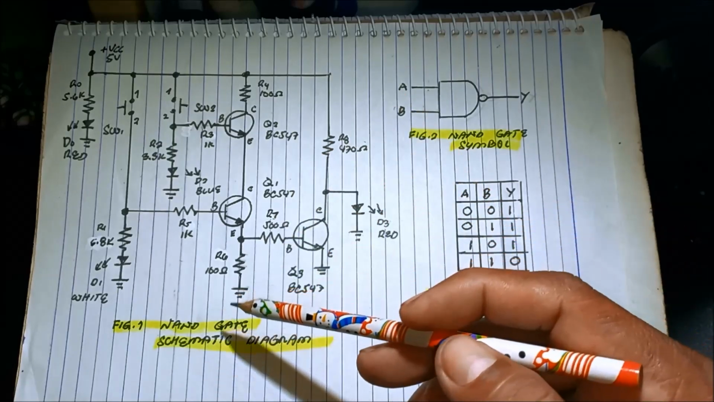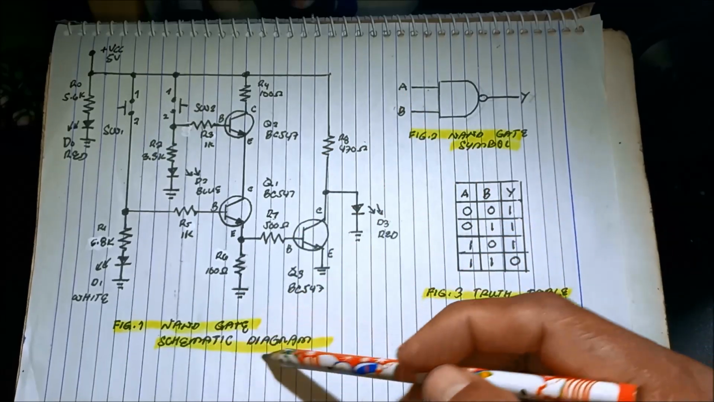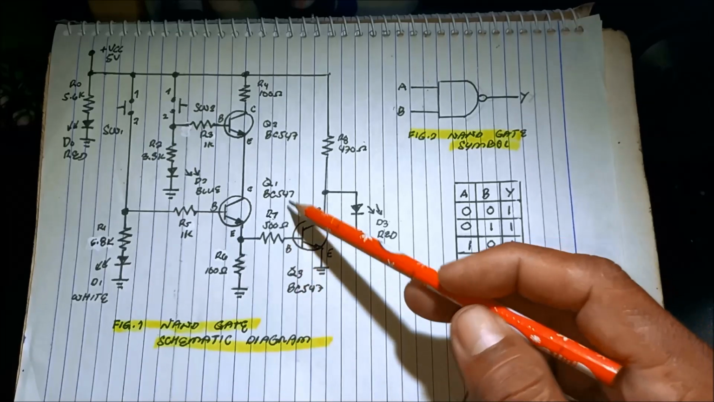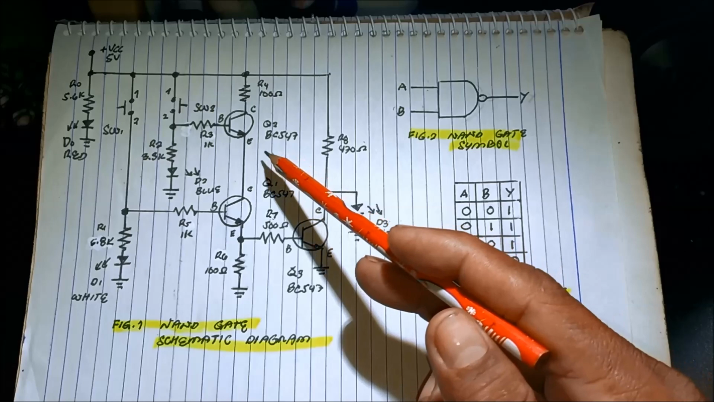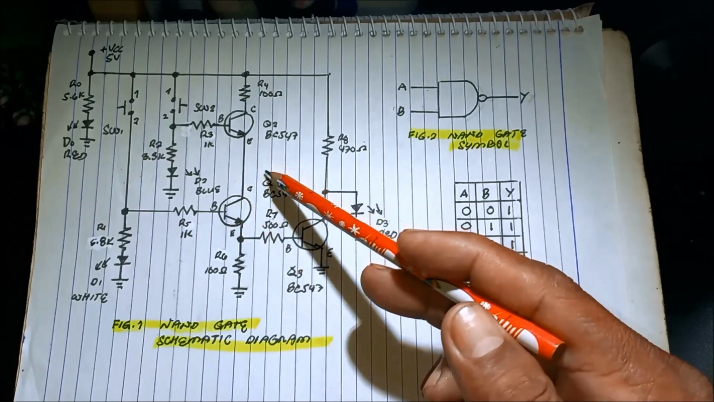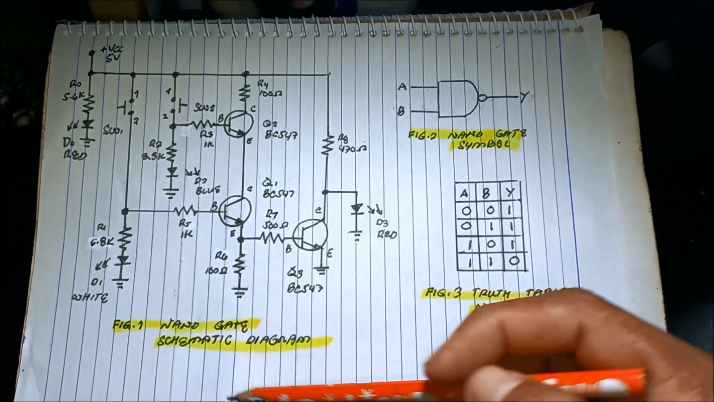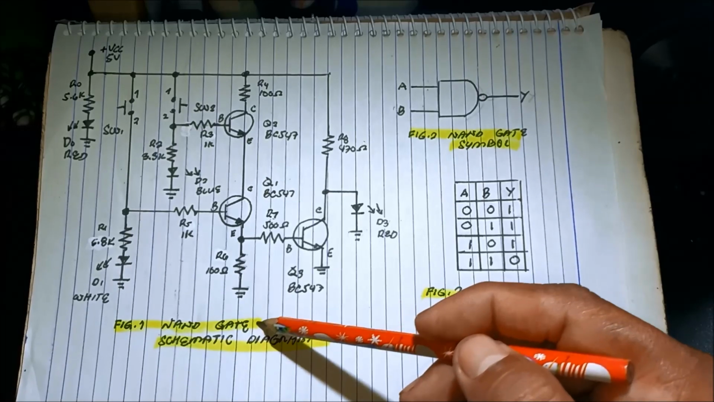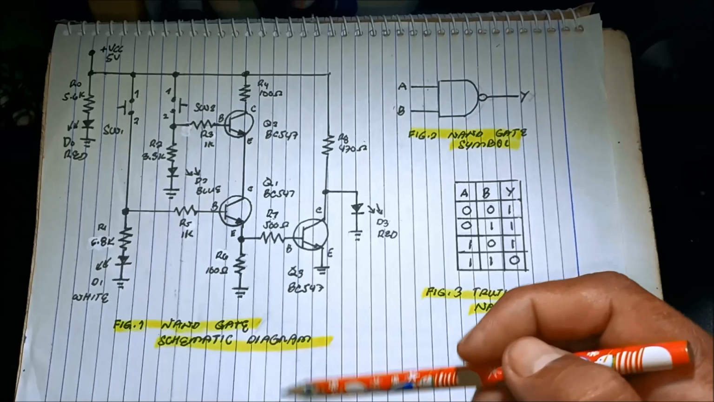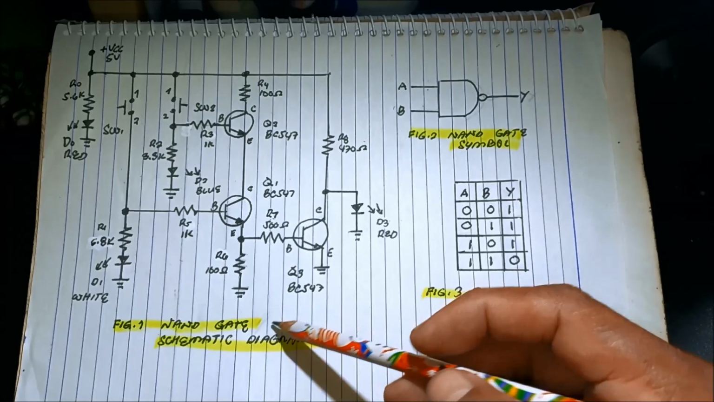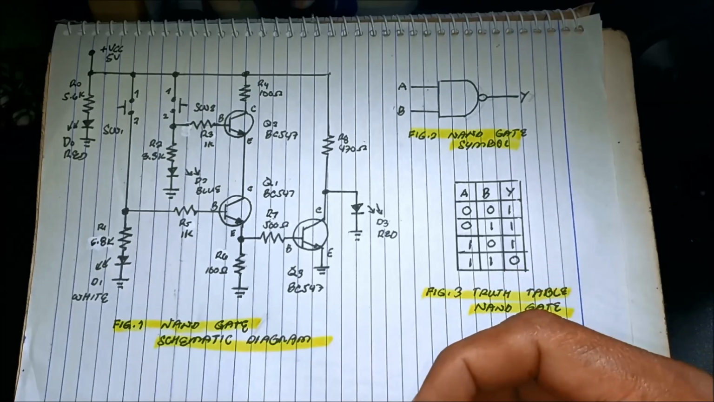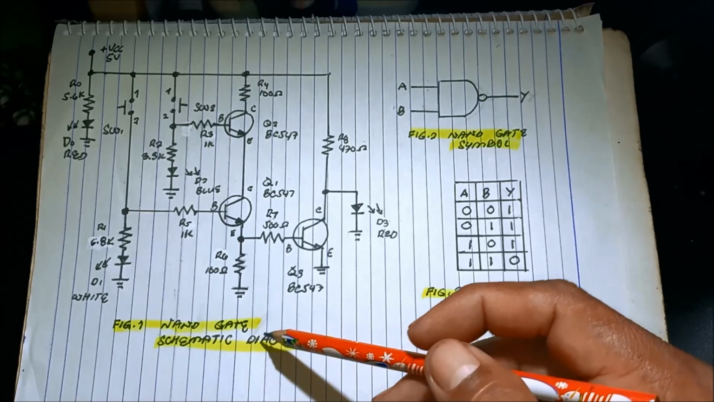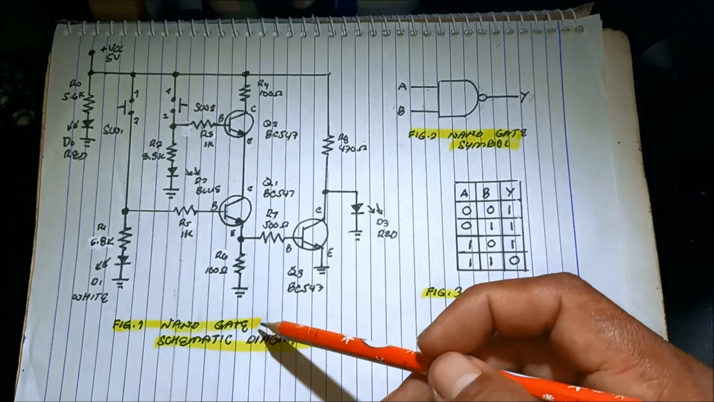In figure 1, we have the NAND gate schematic diagram using transistor. We are using transistor to make a NAND gate. What is the purpose of a gate? What is the gate? What do you think is the purpose? Or what is the use of gate? Gate is used as a switching circuit.